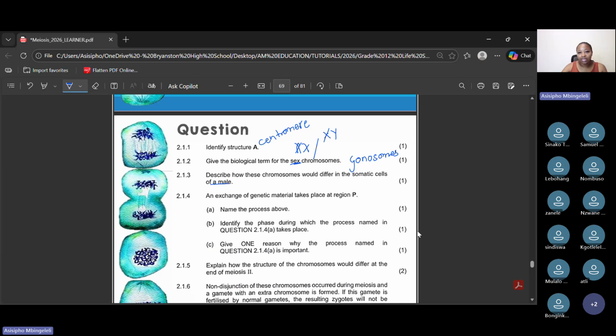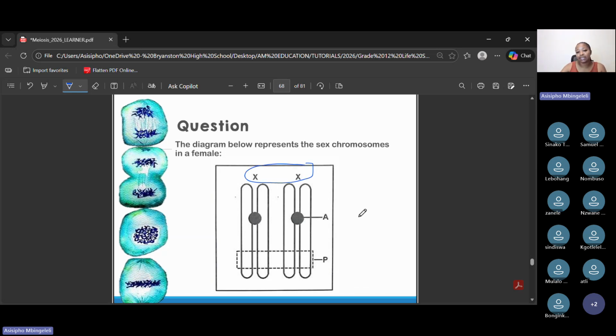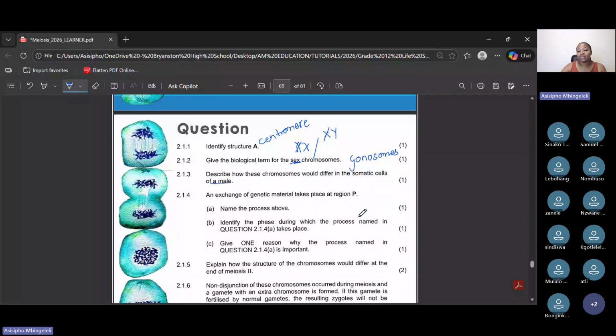For 1 mark, describe how these chromosomes would differ in the somatic cells of a male. So which ones are they talking about? They're speaking about these ones, right? They're saying the diagram below represents the sex chromosomes in a female and they've labeled them XX. Now they want you to describe how these chromosomes will differ in a somatic cell of a male. Cindy, what did you say?